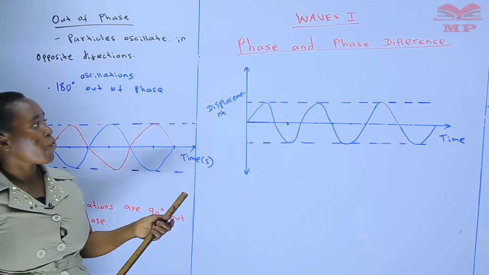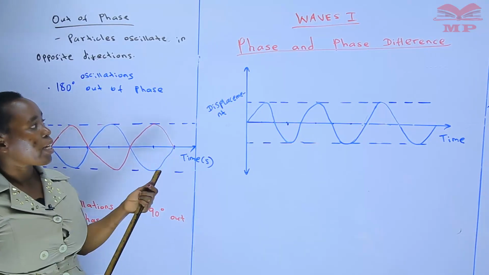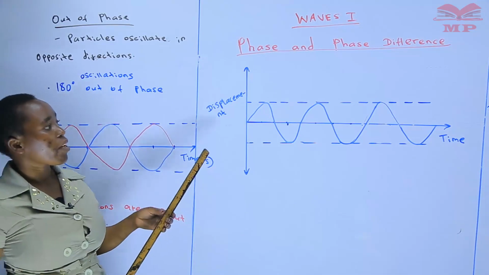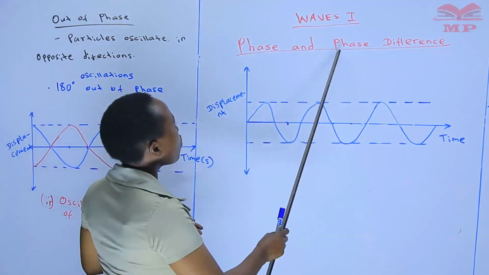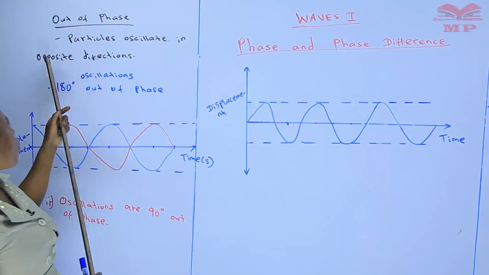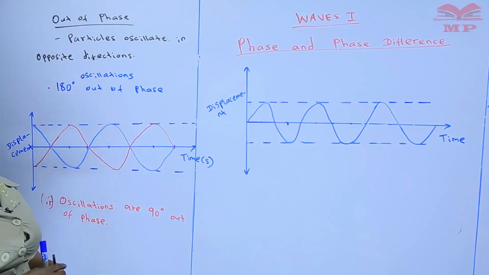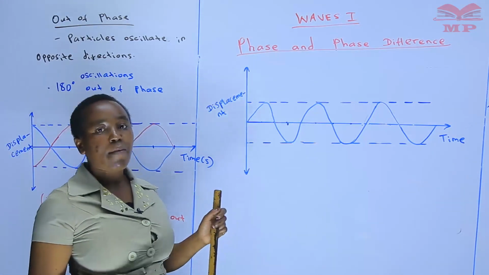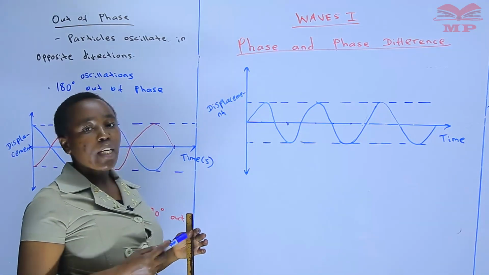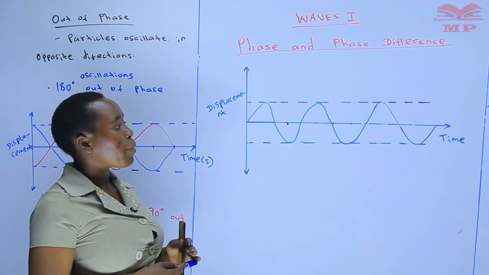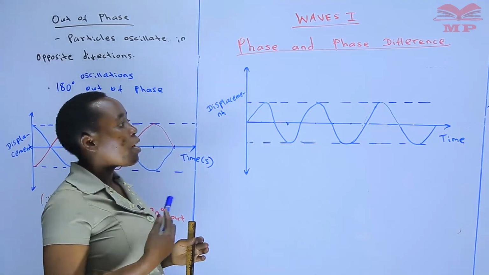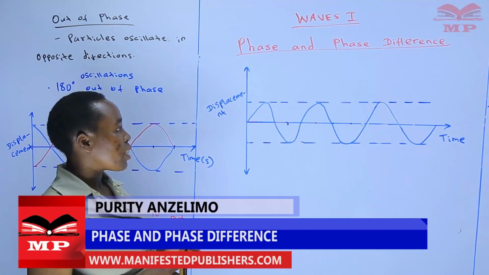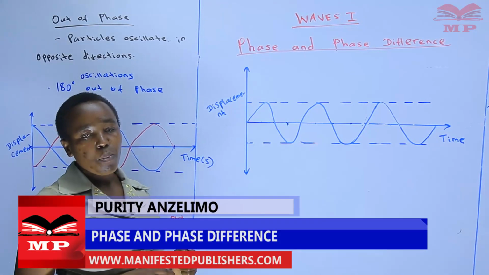So that is it on phase and phase difference. We say that waves are in phase when the particles are oscillating in the same direction, whereas they are out of phase when they are oscillating in opposite or different directions. You've also been able to understand that we can have waves which have the same frequency but different amplitudes. We can also have others that have the same amplitude but different frequency. And you should be in a position to plot that.